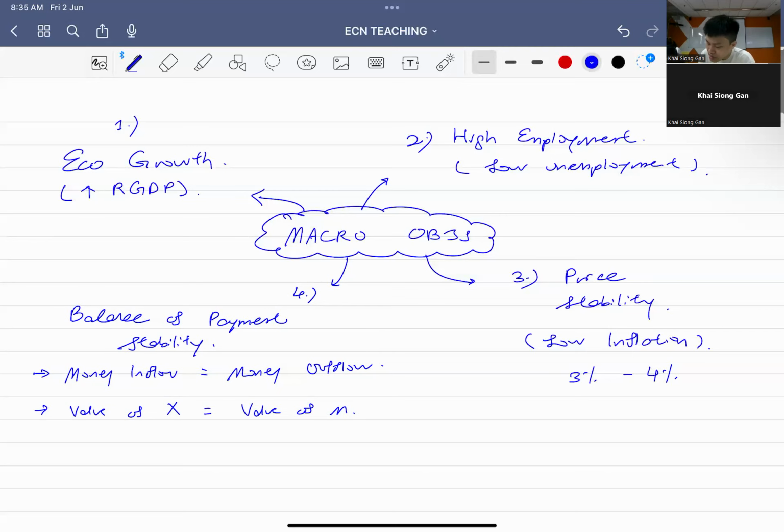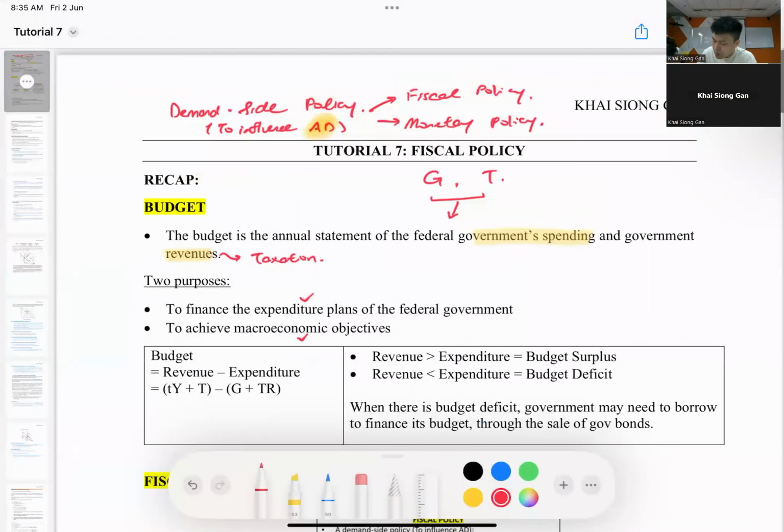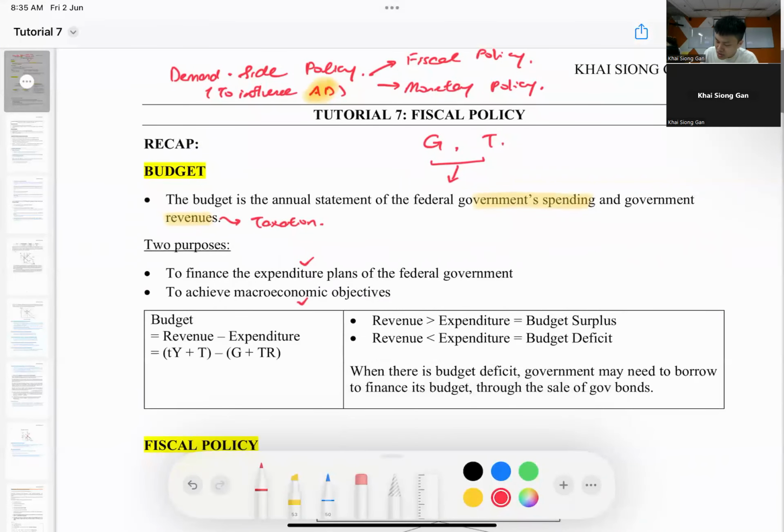Okay, so therefore we set up the budget to show the people what they are going to spend and what they're going to earn, so that we can give people an idea on how the government would like to achieve the macro objectives themselves. Now, when we talk about budget, since we talk about revenue and expenditure: revenue is derived from taxation, and expenditure is derived from government spending. So when we talk about budget, I use revenue minus expenditure.